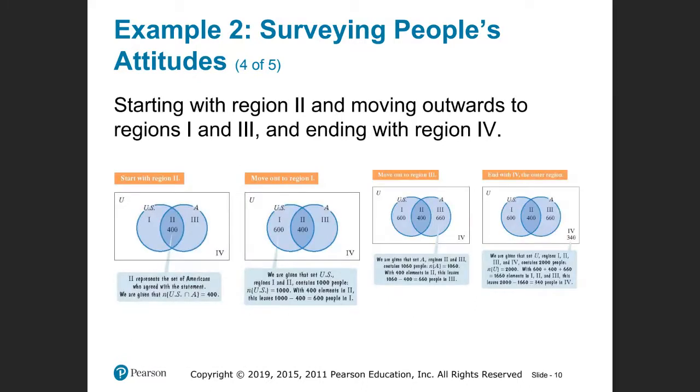This is one of those slides that I said is a little hard to read, but we'll go over it. Okay, starting with region 2, which is the dark blue part in the first diagram.